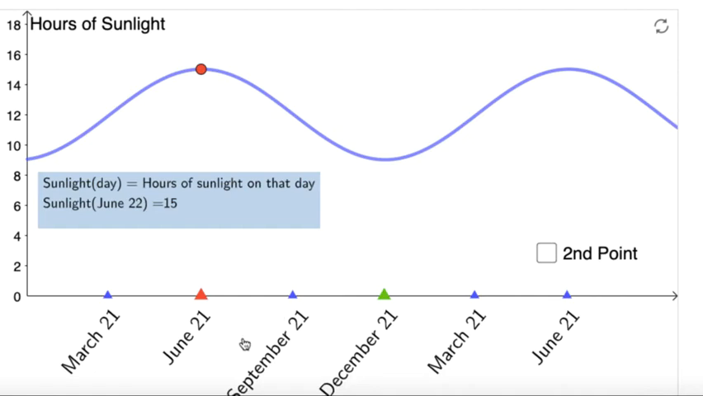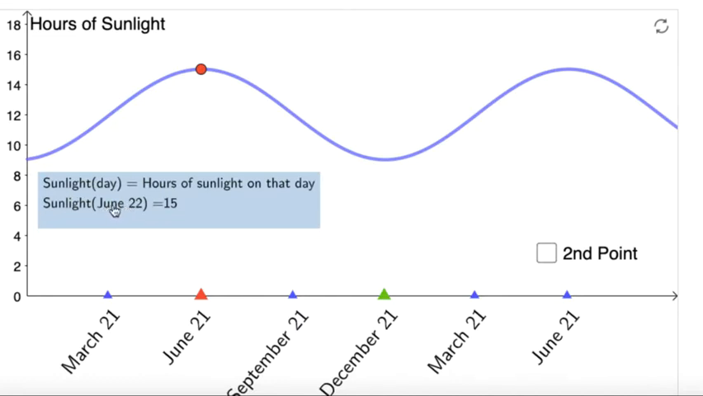We'll now take a look at a couple of functions. They're all pretty different from each other, and they all have some characteristics that are worth taking a look at. The first one here is a function that associates the day of the year with the number of hours of sunlight on that day. So the input for this function, which we'll call sunlight, is the date.